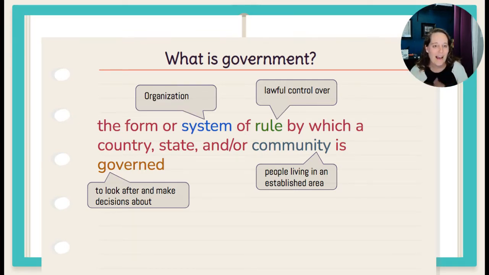So we have these ideas, we have these laws, and this is kind of where the idea of having a government comes from. And so that's what this entire class is all about: government, where our government came from, and how it actually works, and how it's supposed to work, both how it does work and how it's supposed to work. So a government is a form or system of rule by which a country, state, and or community is ruled, is governed. So basically, it is the system by which a region is ruled.